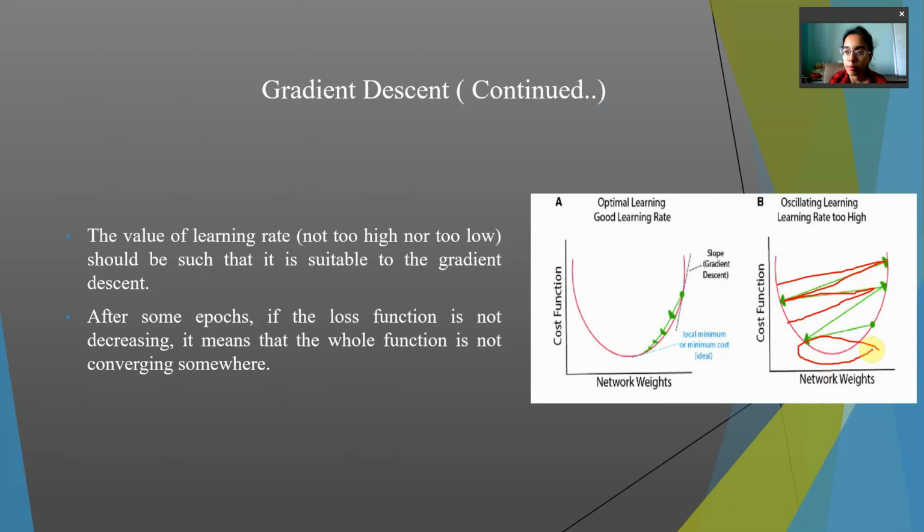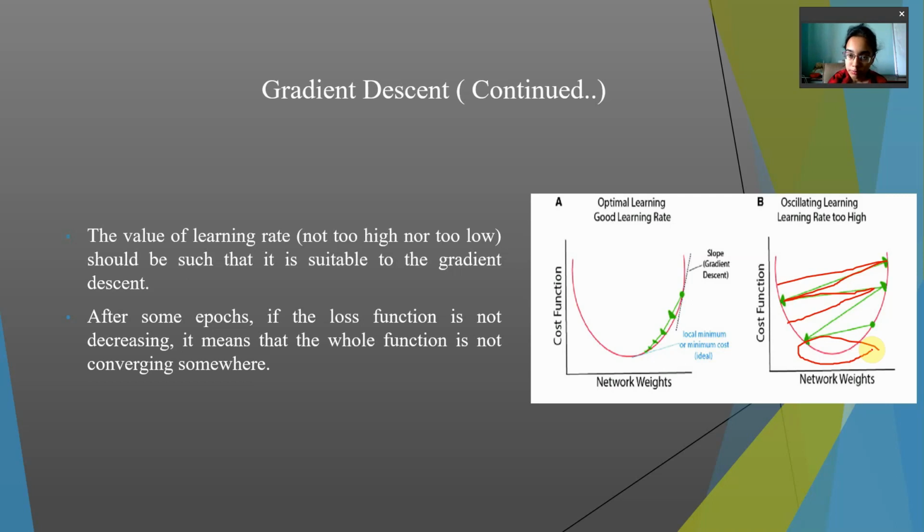Okay, if we choose the learning rate to be too high, then it will never reach the global minima and the gradient descent will never converge. And if we choose the learning rate to be too small, then it will take much time to reach the global minima, because it will take many more epochs to update the weights. So we should choose a learning rate that is suitable for gradient descent.